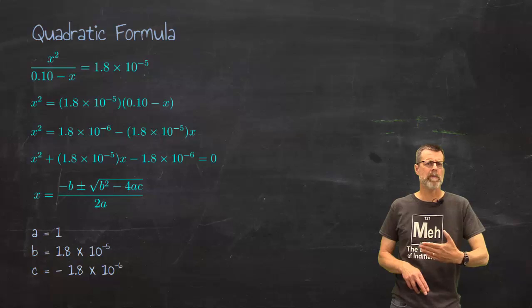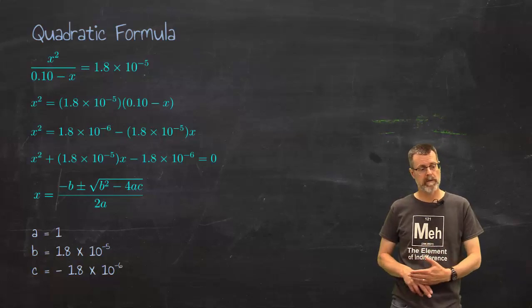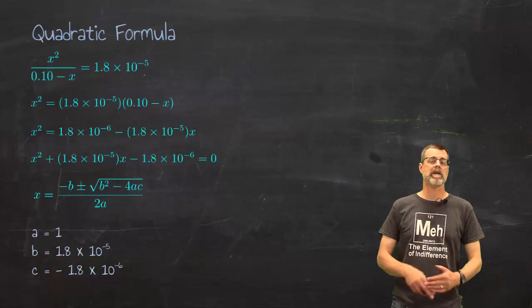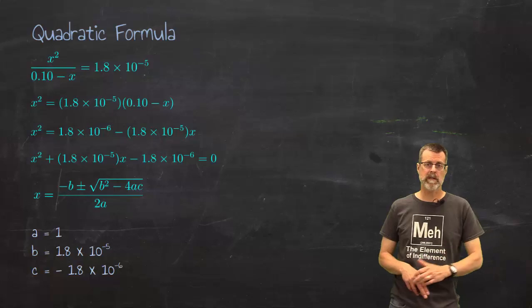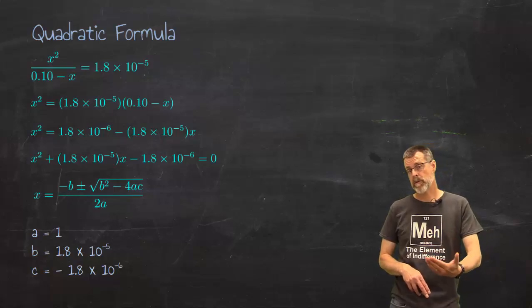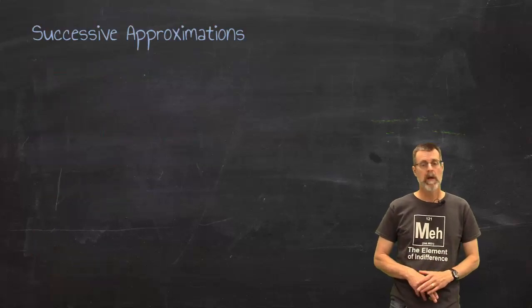One of them will not make any sense because it'll be a negative number. I only want the positive value. Then I can substitute that back into my original expression to find my values of x, which is my concentration of hydronium, which I need to find the pH. But we'll show you that part at the end of the other one.